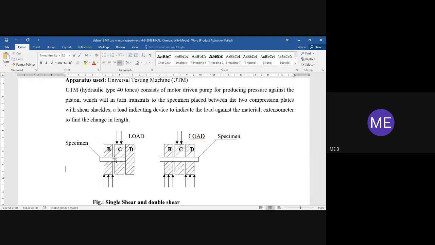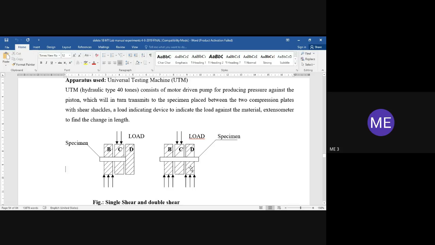Riveted joints are subject to shear loading, and they may be subject to single shear or double shear, depending upon the number of plates you are keeping. If only one cross section area resists the loading, then it is referred to as single shear. If two cross section areas resist the load, as in the right side diagram, between B and C there is a small cross section area which resists the applied load. Between C and D there is one more, in the same specimen, which also resists the load. Then it is referred to as double shear.